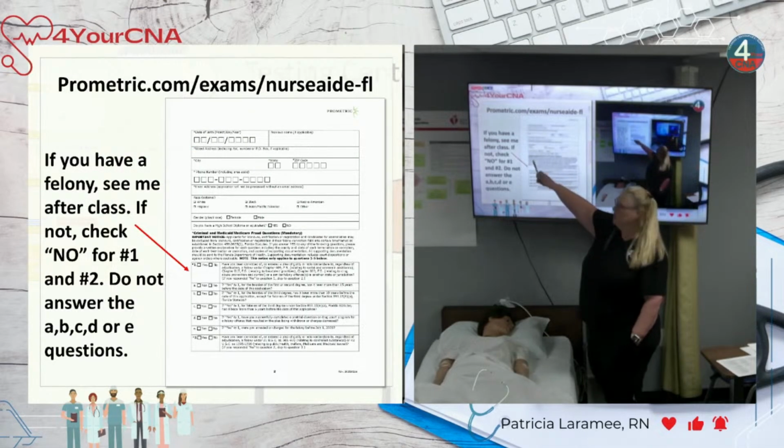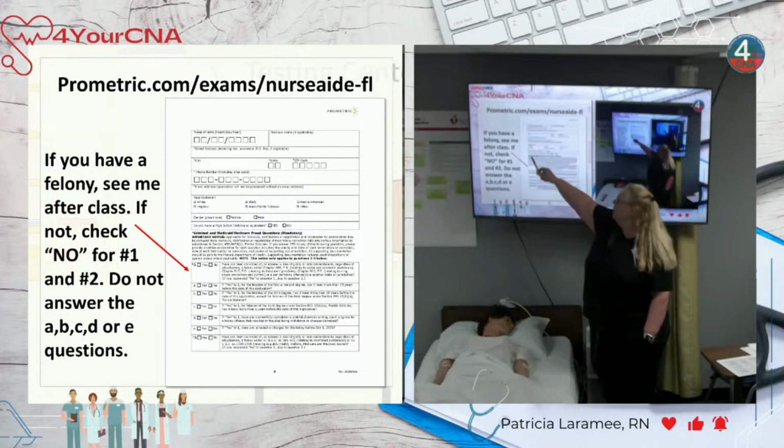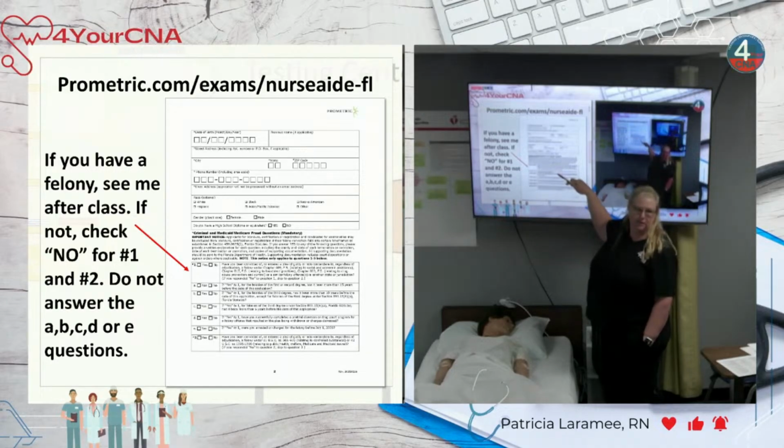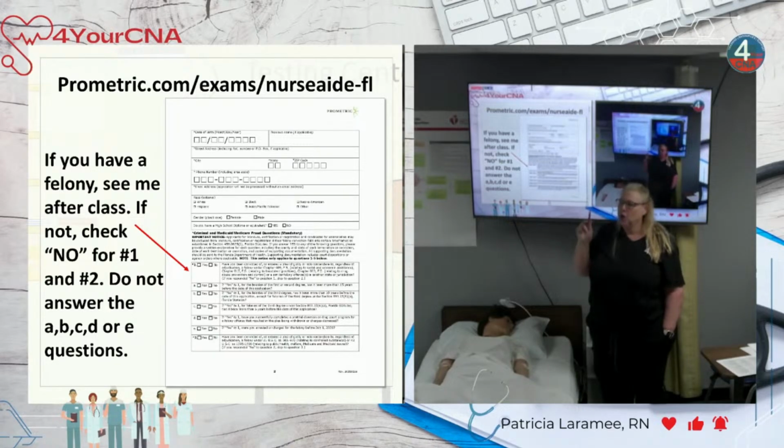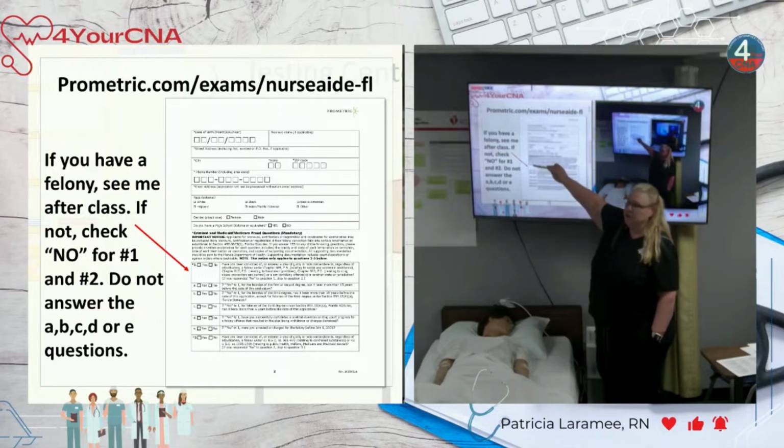So right now I'm under this, the title is Criminal and Medicare, Medicaid fraud questions. Everybody with me on this section? Okay, if you have a felony in your background, you need to see me after class. If you have no felonies, for number 1, check no. Skip A, B, C, D, and E. Do not answer those. Just check no for number 1, because number 1 has to do with felonies.